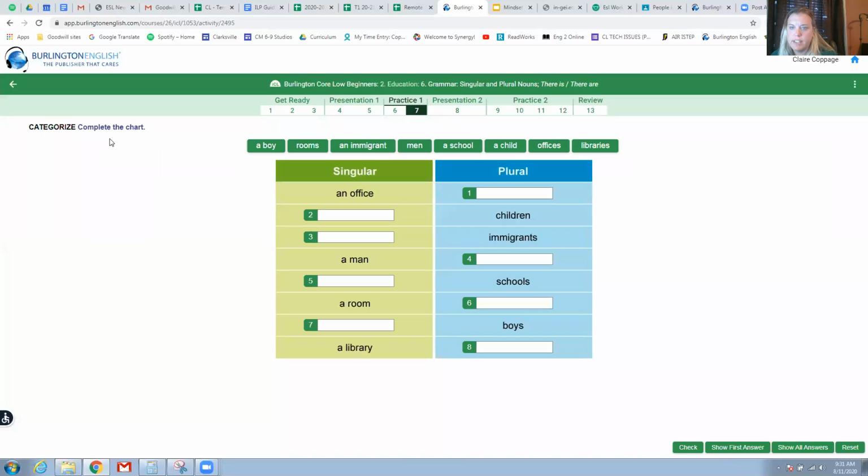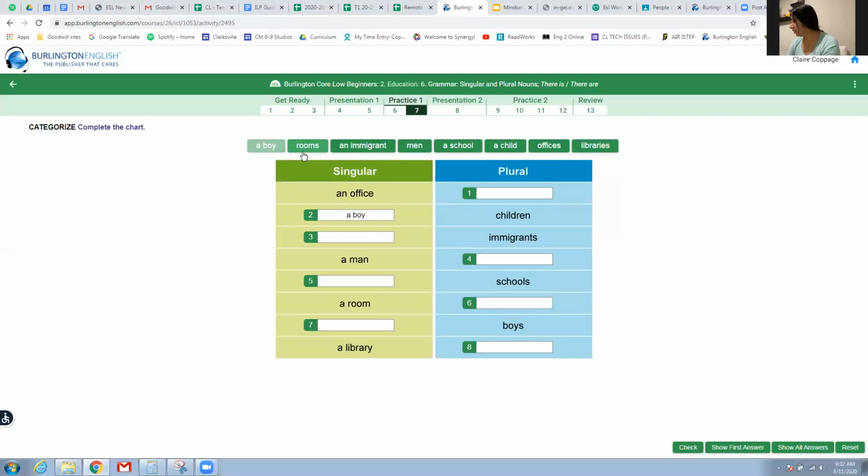All right, we're going to complete this chart. We have some vocabulary words here, and we have 2 columns, singular and plural, okay? So we'll go through each one and I'll ask you one by one. So, Rocio, a boy, singular or plural? Singular. How do you know? Porque dice un niño. Right. Un niño. Good.